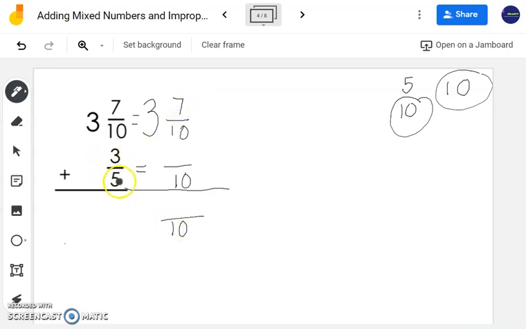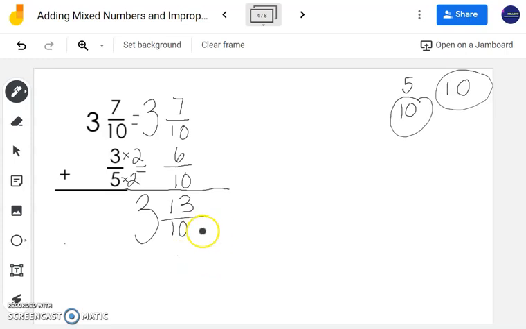Now I'm looking at 3/5, and I see 5 times 2 is 10. So if I multiply my denominator by 2, I multiply my numerator by 2. So 3 times 2 is 6. Now my last step, I'm going to add my numerators. 7 plus 6 is 13. And I have a whole number here of just 3. I'm going to just bring this whole number into my final answer. I can't forget about that. So I have 3 and 13/10.